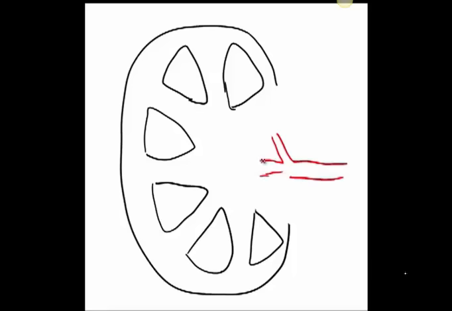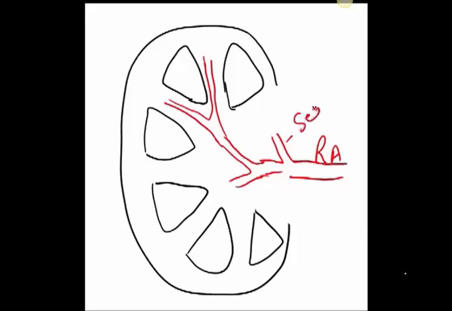The segmental artery then gives off lobar branches, which are going to go towards the lobes. So let's say that's a lobar branch. Here's another one. This lobar artery now will travel between the lobes, so now it's known as interlobar. So let's start with this. That was the renal artery. This here is a segmental artery. The segmental gives lobar, which now gives interlobar.